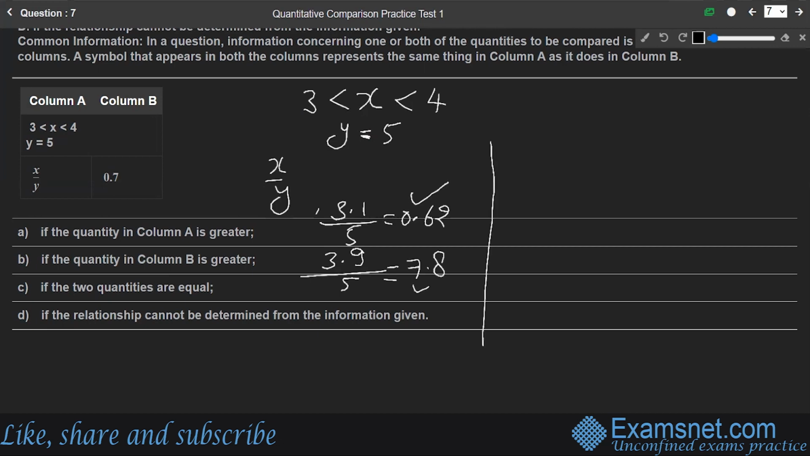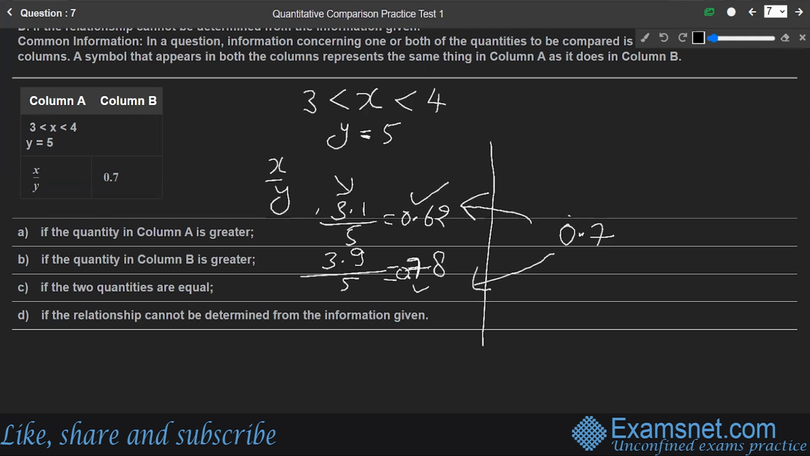Now let us find out the value on the other side. The value on the other side is exactly 0.7. So on the left hand side we are getting a lesser value than 0.7, and a higher value than 0.7 as well. So it is difficult to decide which will be bigger, whether the value in column A is greater or the value in column B is greater, because while keeping the x value as minimum, we are getting a lesser value than column B, and while keeping the x value as maximum, we are getting a more value than column B.